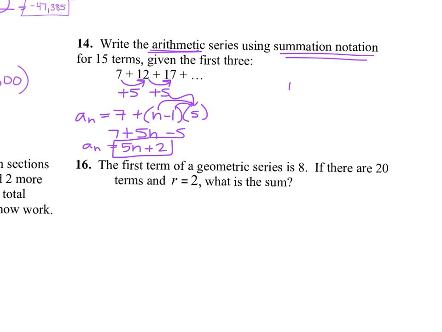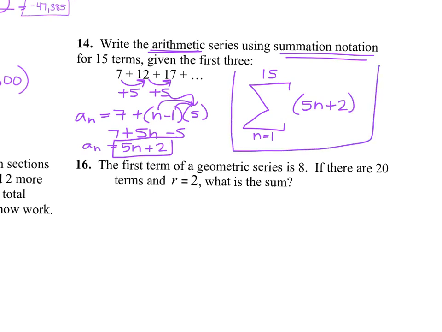We want sigma notation or summation notation. So we have our first term, n equals 1, and we are going to 15 terms. And then we write in our explicit formula, 5n plus 2, and this will be your answer. Okay, so summation notation, but you do need to come up with the explicit formula first, okay, because that's what we're going to put here.